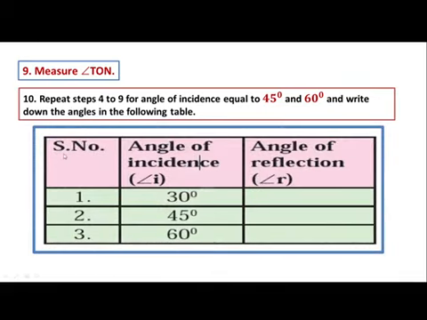See this table: serial number, angle of incidence I, angle of reflection R. Here first, angle of incidence is 30 degrees, angle of reflection will be 30 degrees. Second, angle of incidence 45 degrees, angle of reflection 45 degrees. Third, angle of incidence 60 degrees, angle of reflection 60 degrees.